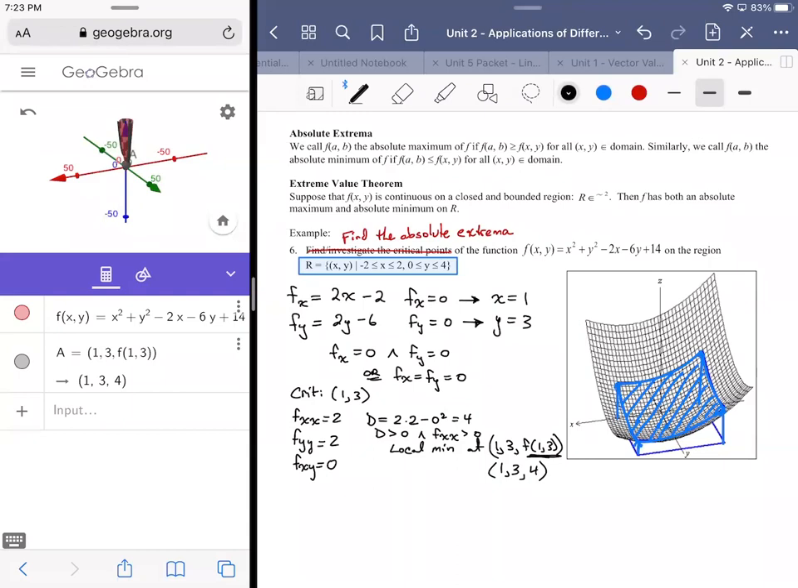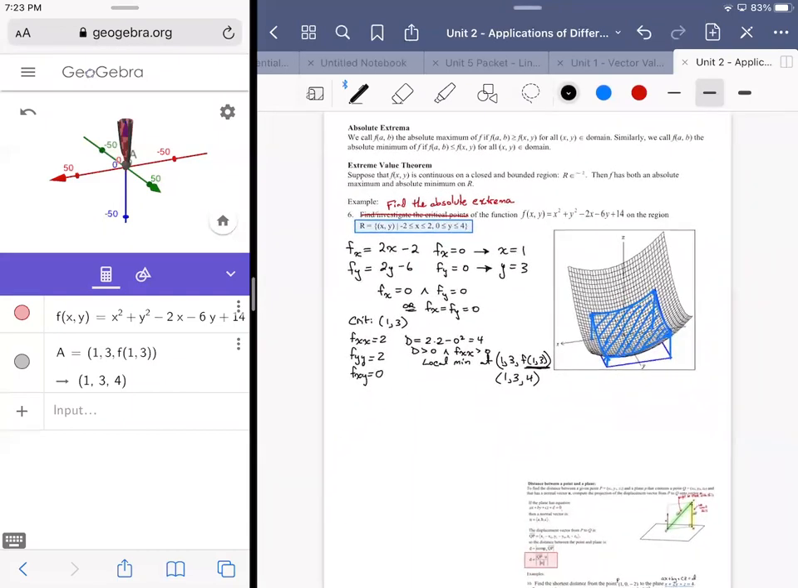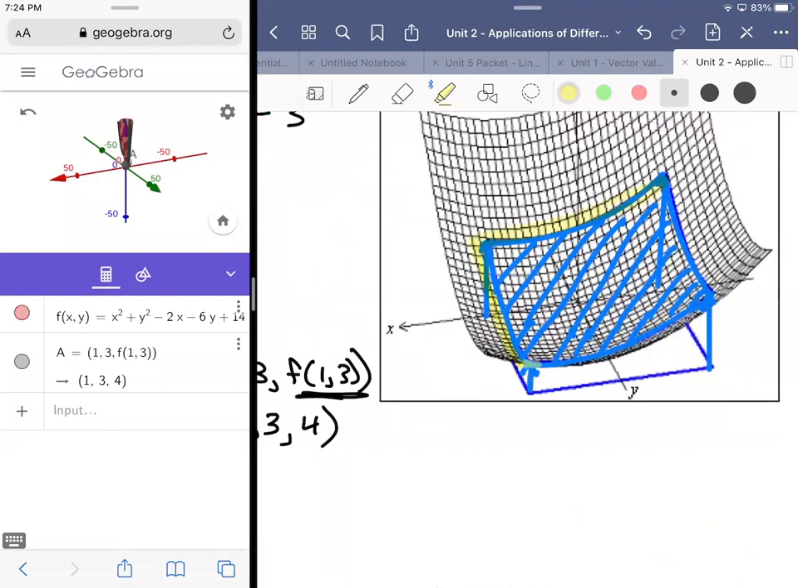The way we handle that, because we've only had the one critical value, is we have to look at the boundaries. The boundaries of the function are based off of this curve here, this one, and this one. So the outer fringes of the bounded region.